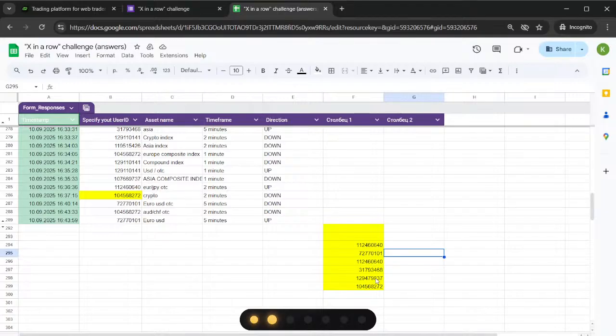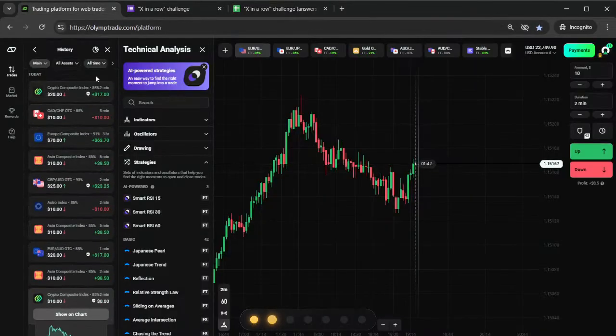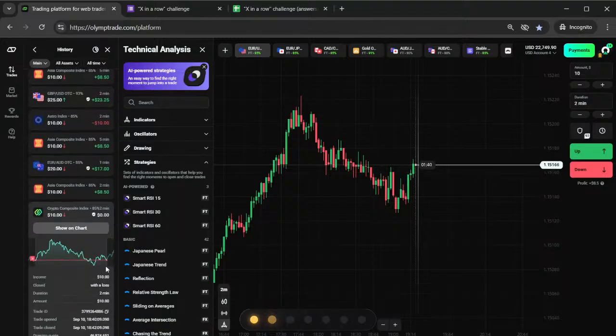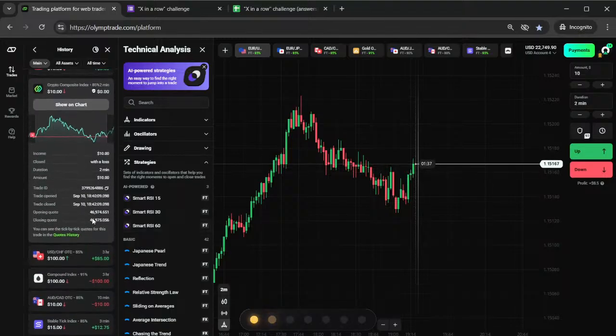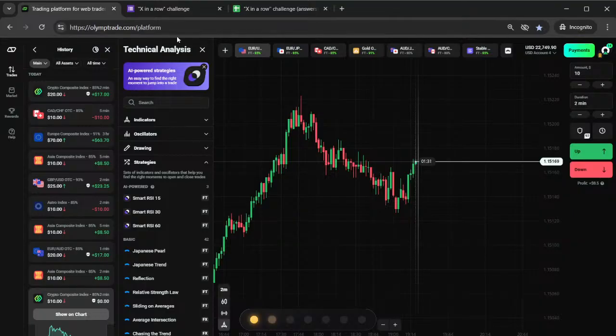1, 2, 3, 4, 5, 6. Let's count how many trades we managed. 1, 2, 3, 4, 5, 6. Okay, this trade was negative. Yeah, so we used 6 signals today. Let me use these to pick one winner for today. What I will do is add it in a script, just give me a second. Let me make it visible for you.